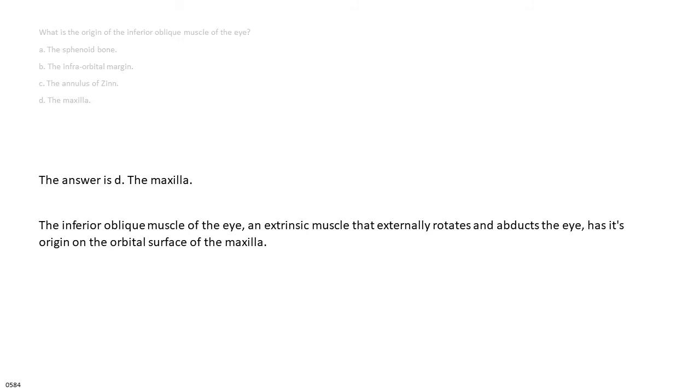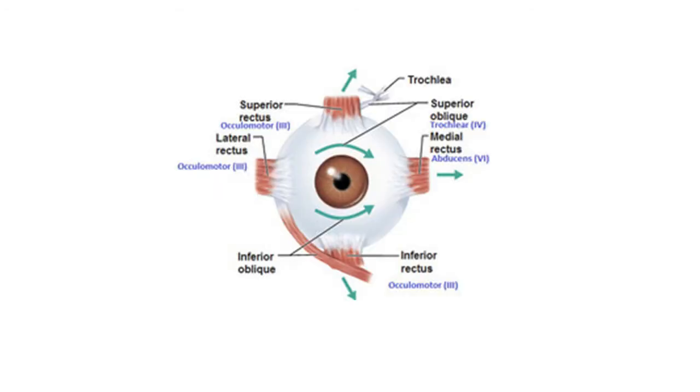The answer is D. The maxilla. The inferior oblique muscle of the eye, an extrinsic muscle that externally rotates and abducts the eye, has its origin on the orbital surface of the maxilla.